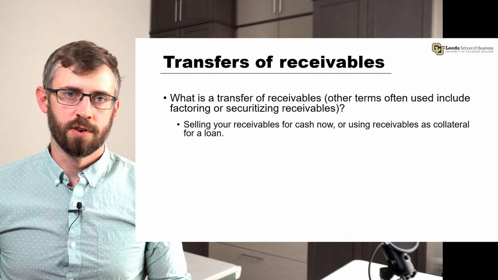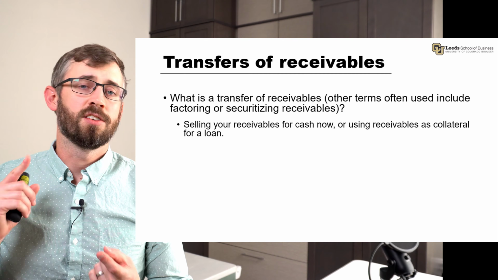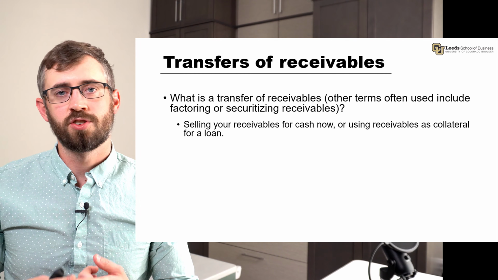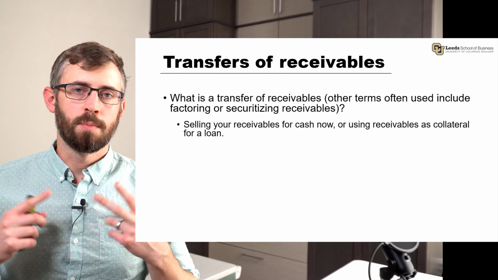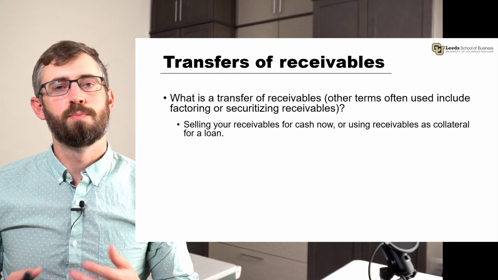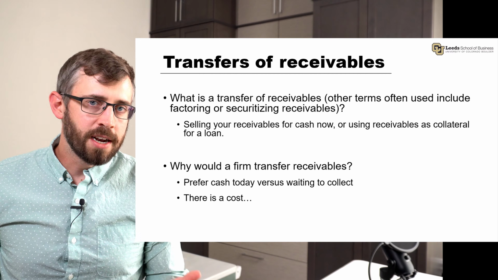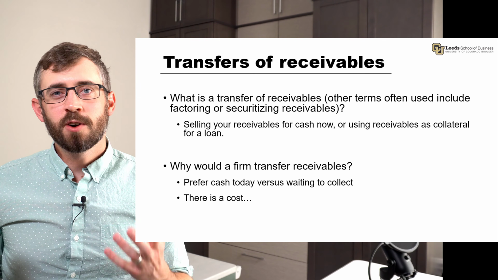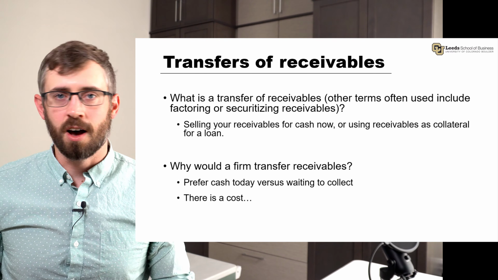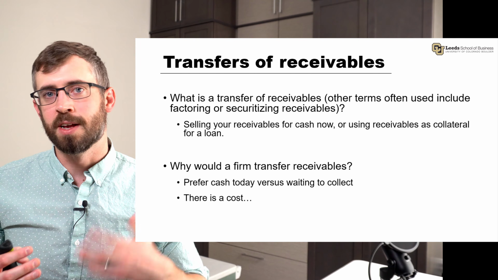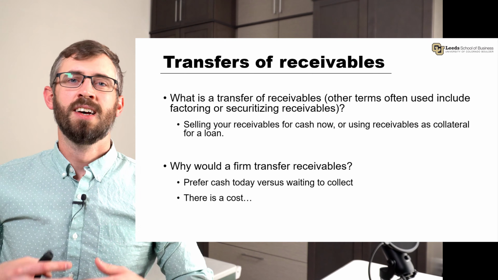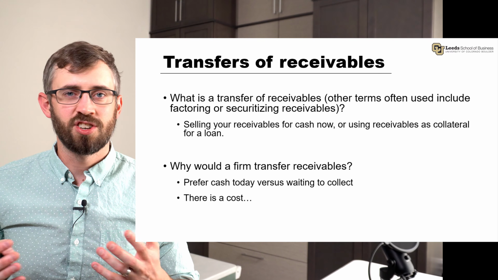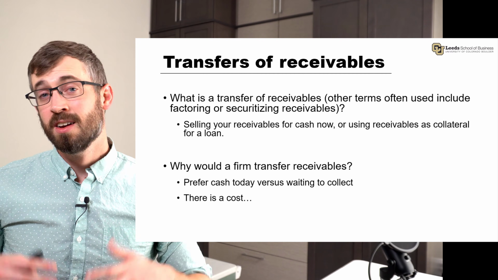So what is a transfer of receivables? It is basically either selling your receivables to somebody else so you get some cash today, or using those receivables as a pledge, as collateral, to borrow money today. And why might a firm be interested in this? Well, some firms don't really want to be in the business of collecting on receivables, right? Their business might be selling some sort of inventory or providing some sort of services, and collecting on their receivables is just not where their expertise lies.